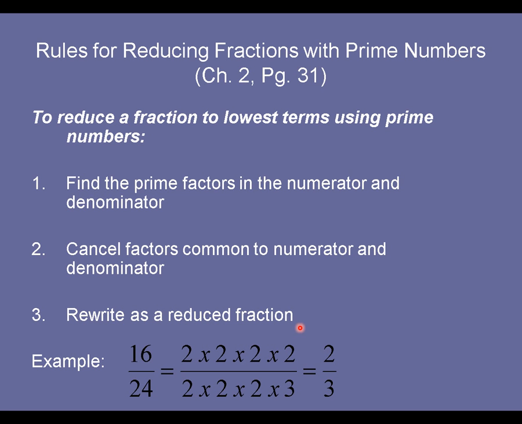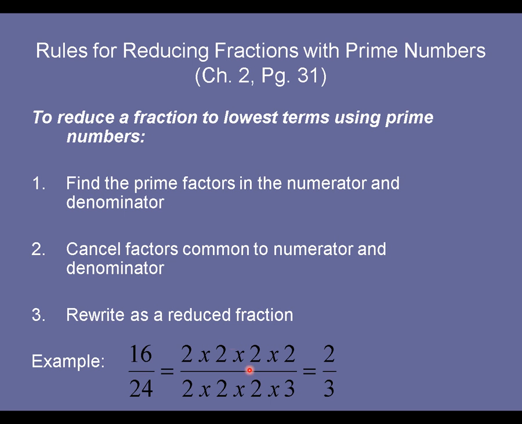So you can read the steps, but in most cases we just go by the example because if you understand the example, you'll understand the steps. For an example, you are given a fraction here, which is 16 over 24. To get the lowest term, what we do is we write the numerator and denominator as a product of primes.